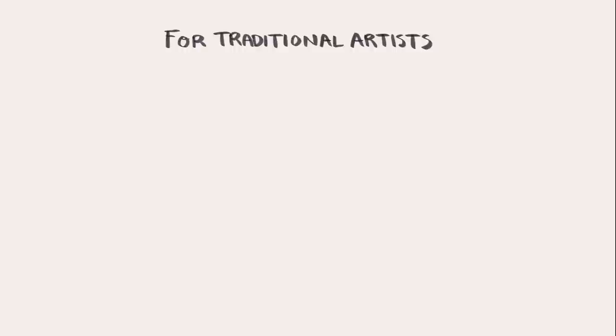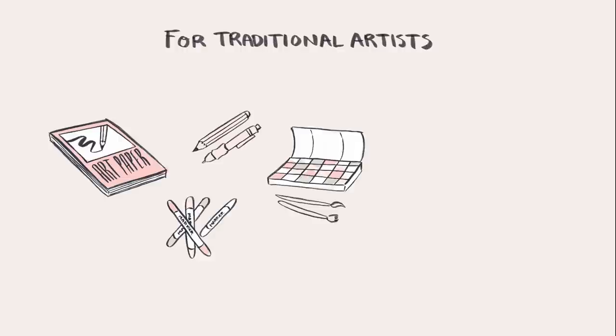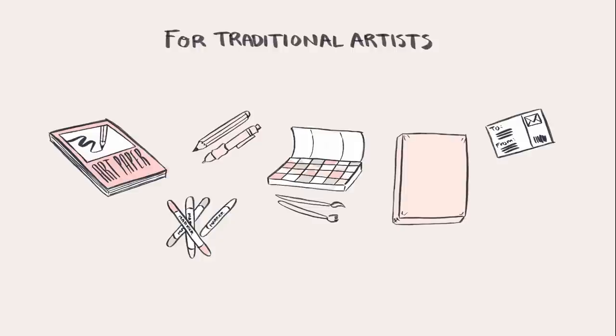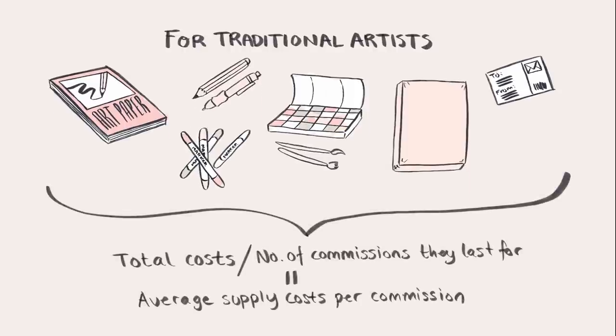Specific advice for traditional artists. Remember to take into account that you're using supplies when working on commissions: paper, pen, Copics, watercolor, canvas, shipping, etc. Remember to take these aspects into account because they should definitely affect your price. If you can calculate some sort of average cost of your supplies per drawing, you can just add that amount on top of the price you came up with based on your working hours.